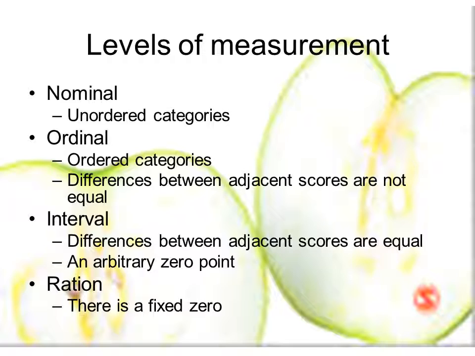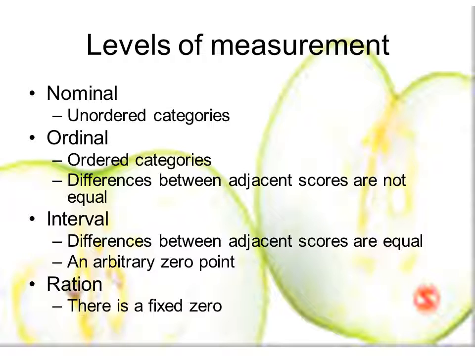Now, where we have a fixed 0 is what we call a ratio, and that means that we go from a 0 to whatever we're measuring. We have a fixed number 0. So it's an interesting concept, but you'll understand it a little bit better once we get more into the statistics and levels of measurement and the different designs that are out there. Just understand that nominal and ordinal levels are called categorical, and that interval and ratio are called continuous levels of measurement.